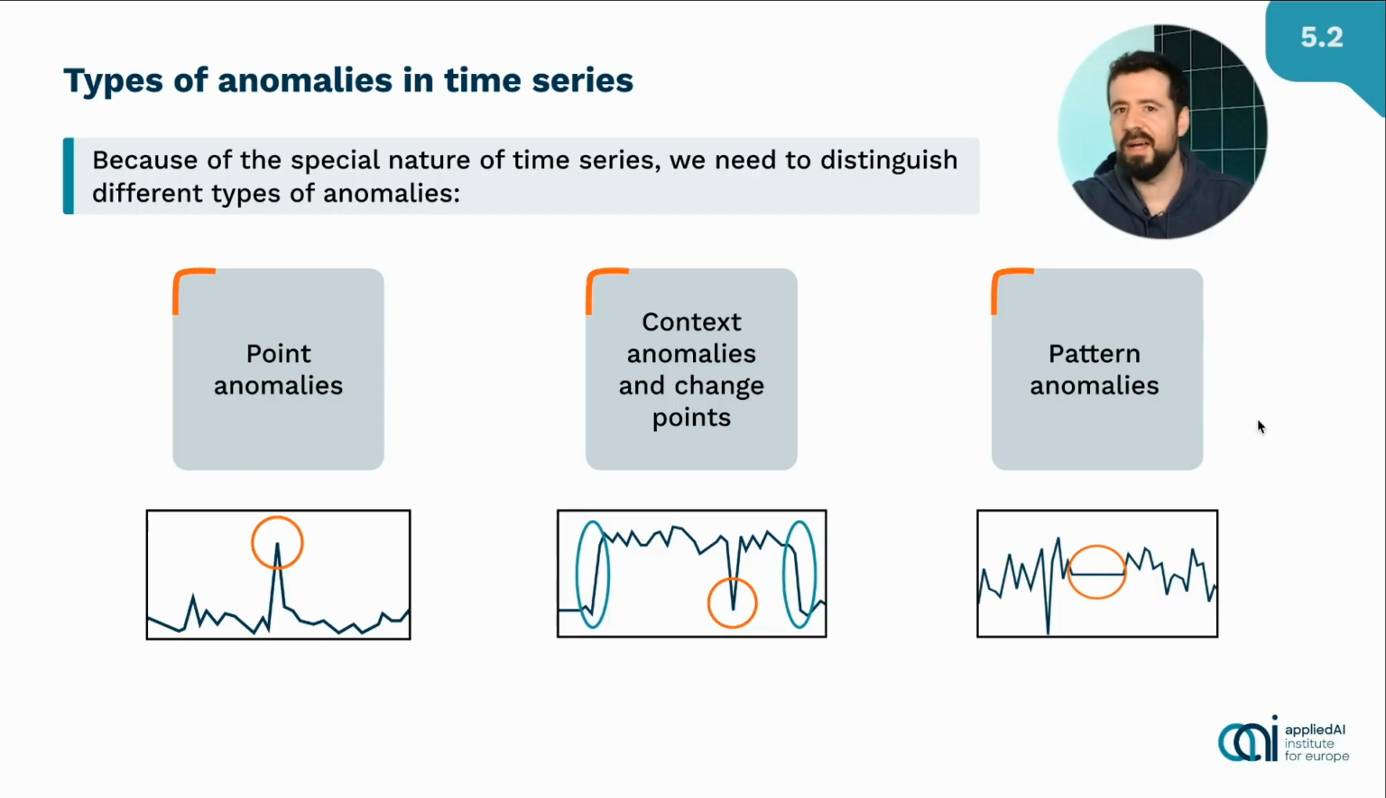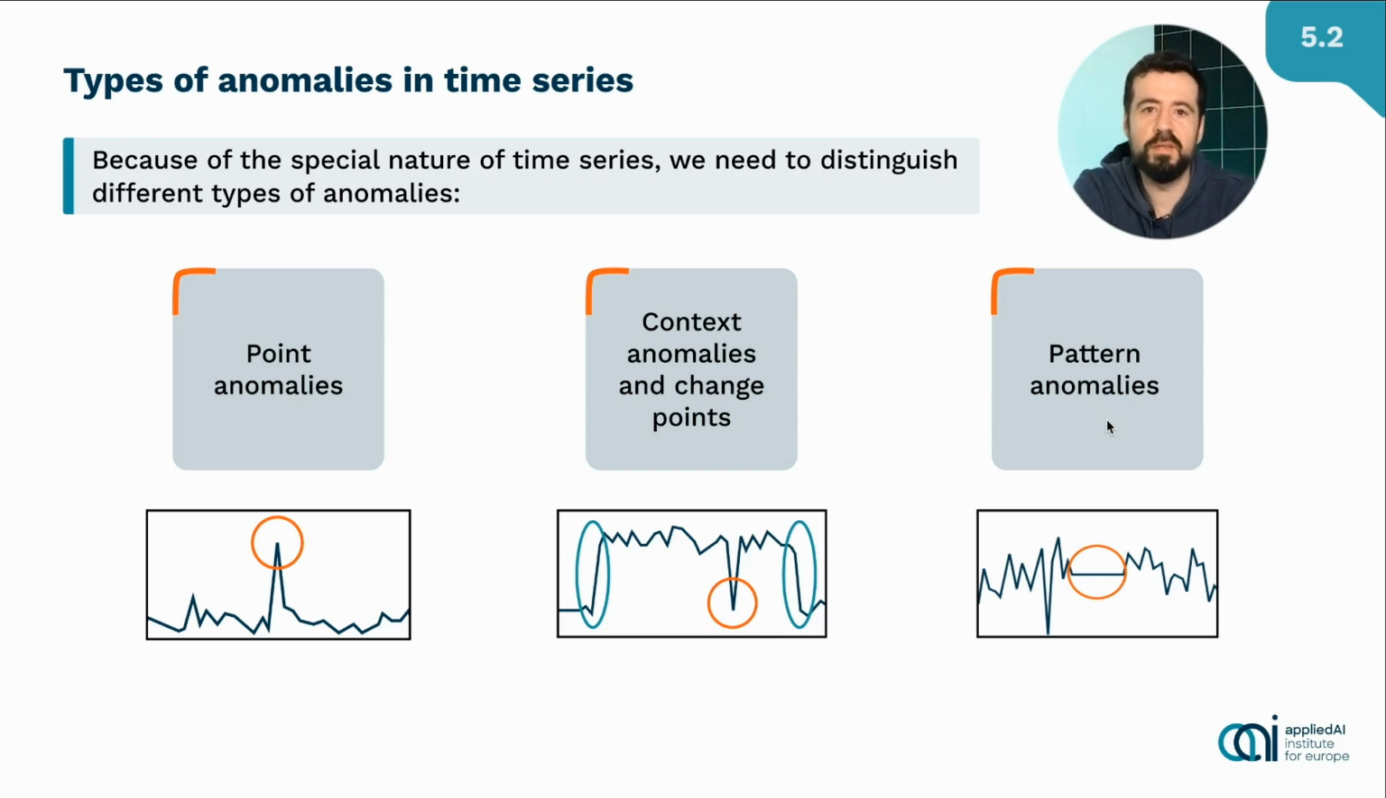As we've learned in the last lesson, time series are different from spatial data by the autocorrelations that we find between the points in time. So that means that we very often do not only want to identify individual points, which we think are anomalous, but we also want to identify whole patterns in the time series, which we find anomalous. So these are the most typical patterns of anomalies that we can find in time series: point anomalies, context anomalies and change points, and pattern anomalies. So let's see what those are.